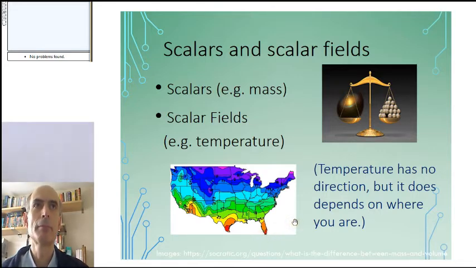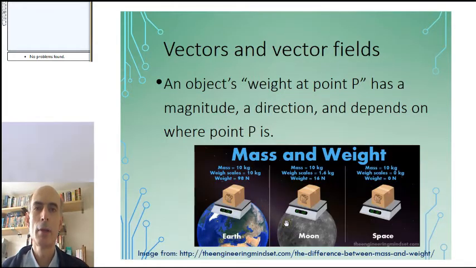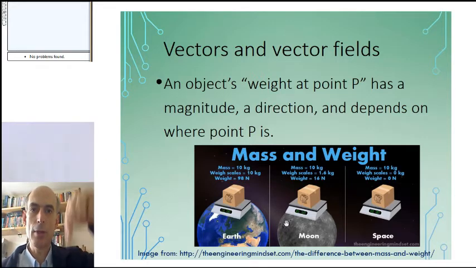Now, let's consider a vector. While mass is a scalar, weight is a vector, because weight is a force. Weight acts in a particular direction, the direction in which the pen would move if I let go. In this case, down. So weight is a vector.